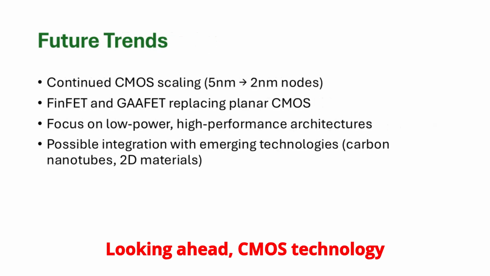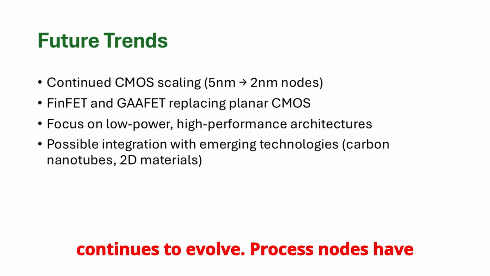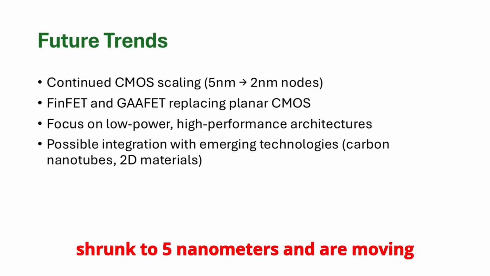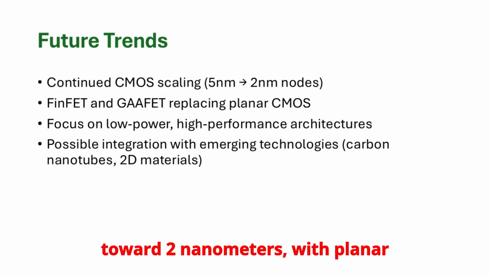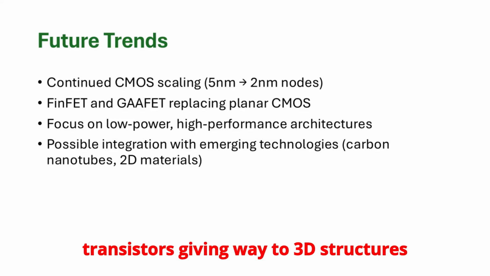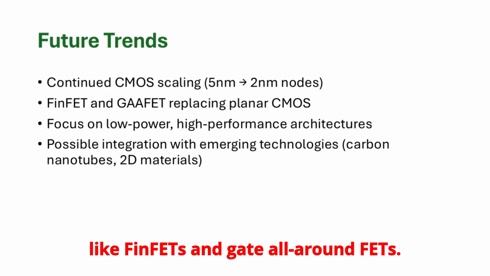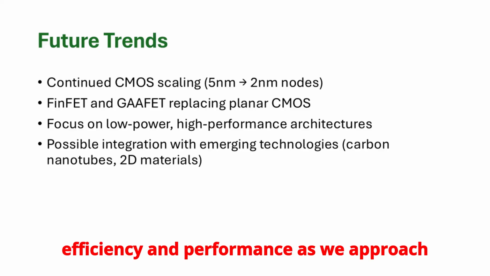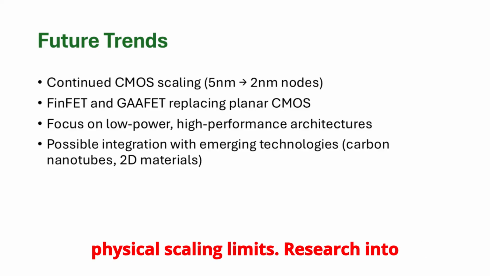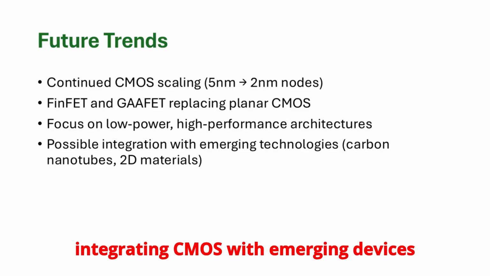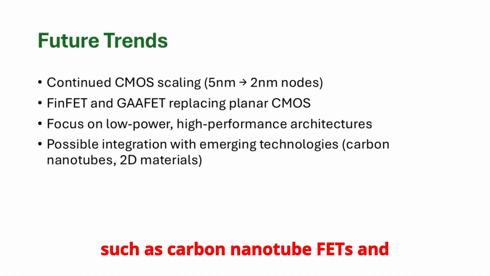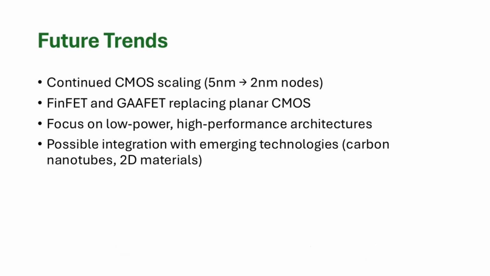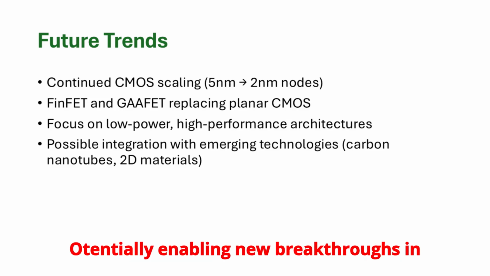Looking ahead, CMOS technology continues to evolve. Process nodes have shrunk to 5 nanometers and are moving toward 2 nanometers, with planar transistors giving way to 3D structures like FinFETs and gate-all-around FETs. These advancements aim to balance power efficiency and performance as we approach physical scaling limits. Research into integrating CMOS with emerging devices such as carbon nanotube FETs and two-dimensional materials is ongoing, potentially enabling new breakthroughs in computing.